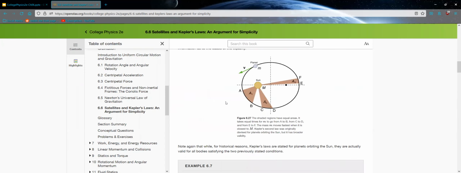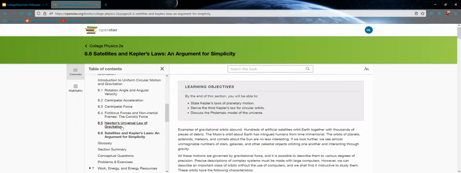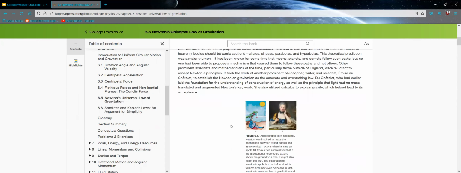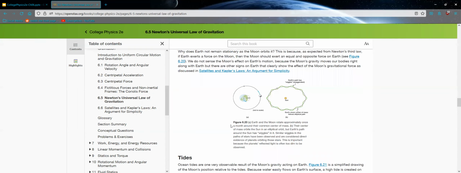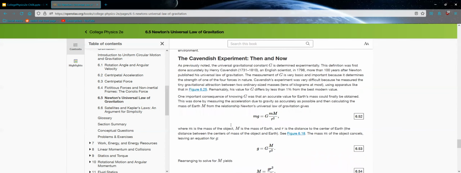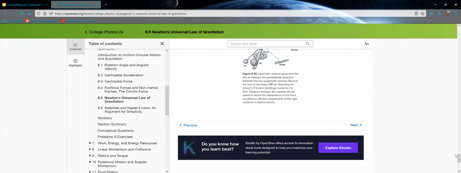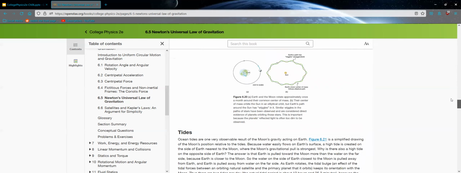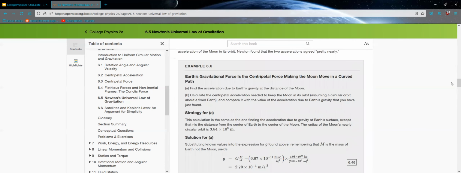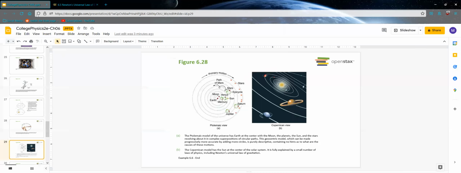6.6. Oh, 6.6 here. Look at. Oh, there it is. Okay, I rolled right by it. Sorry. Earth's gravitational force is the centripetal force making the moon move. Oh, we already did this. Okay. So that is the presentation.